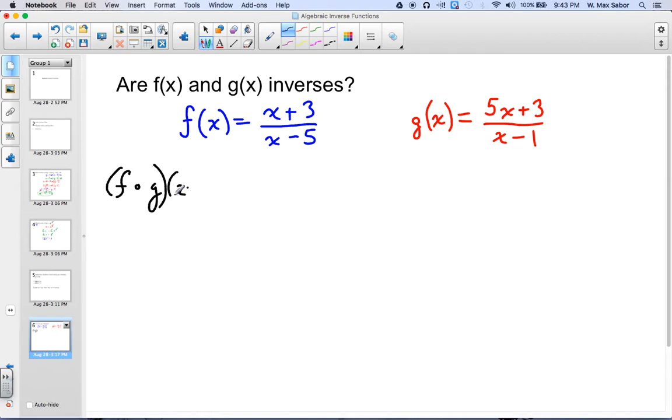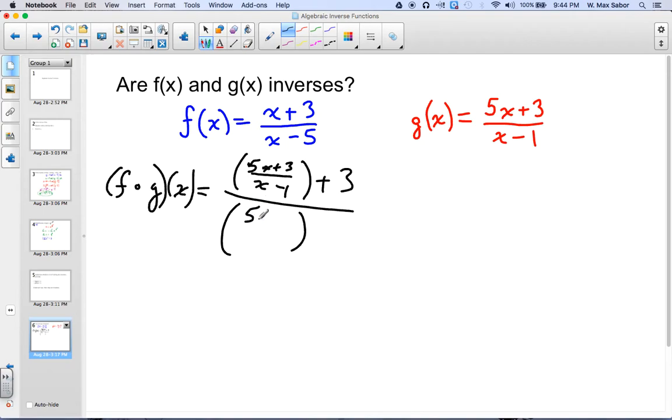So f of g of x is, we're going to take the 5x plus 3 over x minus 1 and substitute that in to f of x. Now, getting a common denominator here, 5x plus 3 plus 3x minus 3 all over x minus 1.